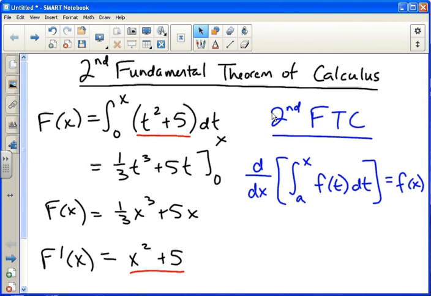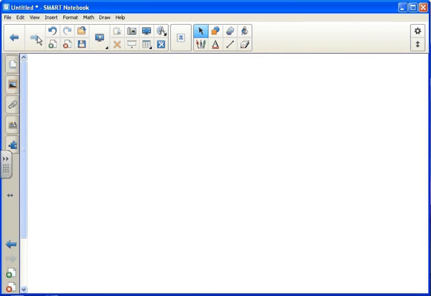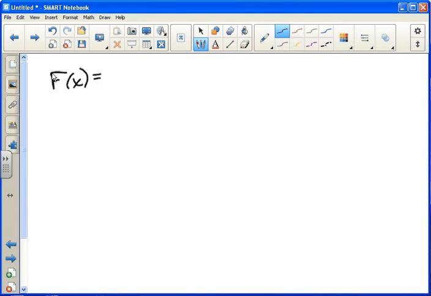So I think it's time for some examples. Let's start with f of x equal to the integral from 0 to x of 4t cubed minus 2 dt. And then they say find f prime of x.